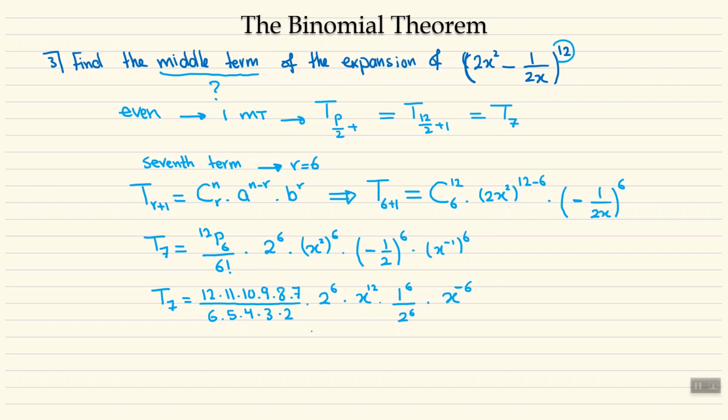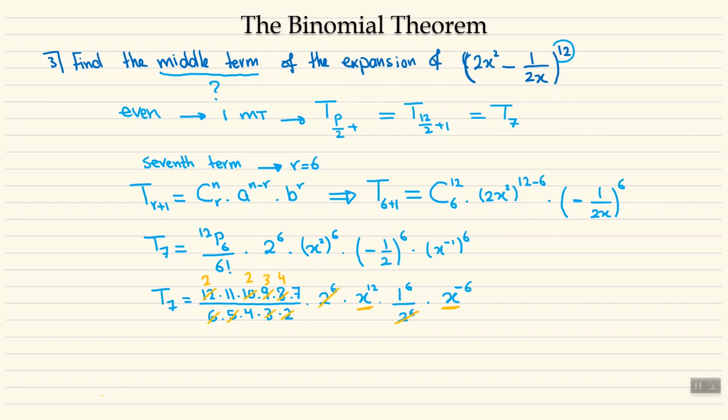Okay. Now comes the cancelling. So let's cancel what we can. I can cancel 6 with 12, I will get 2. I can cancel 5 with 10, I will get 2. I can cancel 3 with 9, I will get 3. I can cancel 2 with 8, I will get 4. I can cancel 2 to the power of 6 with 2 to the power of 6. 1 to the power of 6 is 1, so this does not matter. When we multiply these two, since they have the same base, we will add the powers. So 12 plus minus 6 is 6.